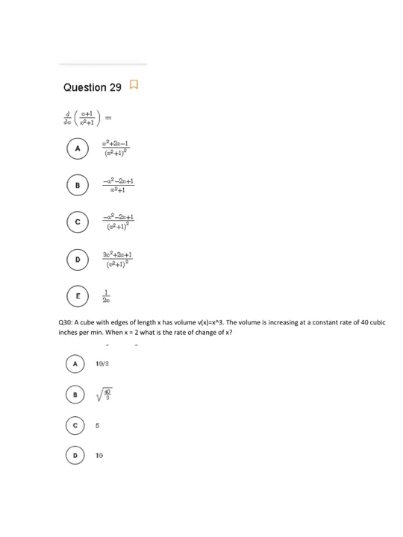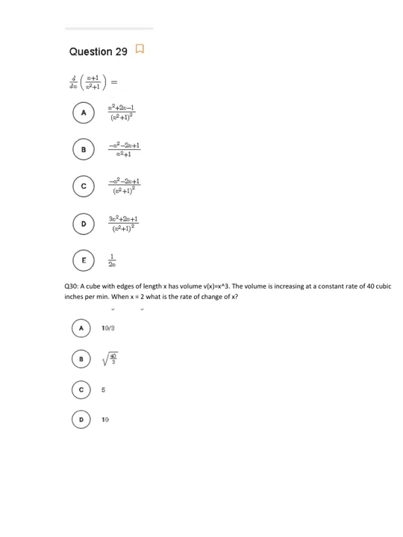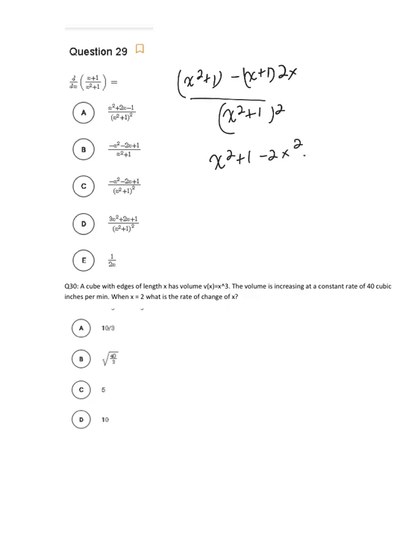Number 29, let's do the quotient rule. So I have low D high minus high D low over low low. So I end up with x squared plus 1 minus 2x squared minus 2x.